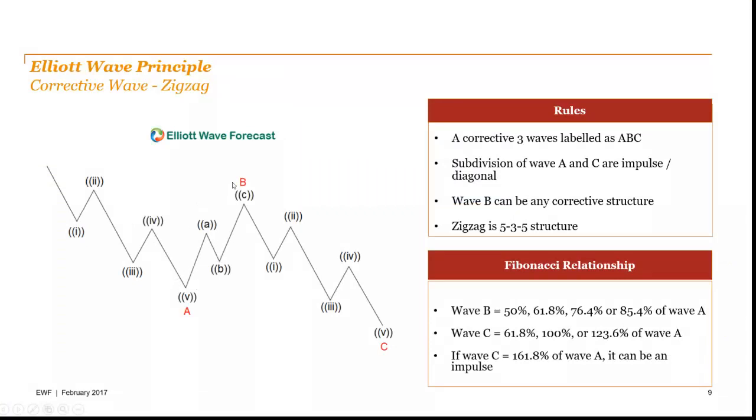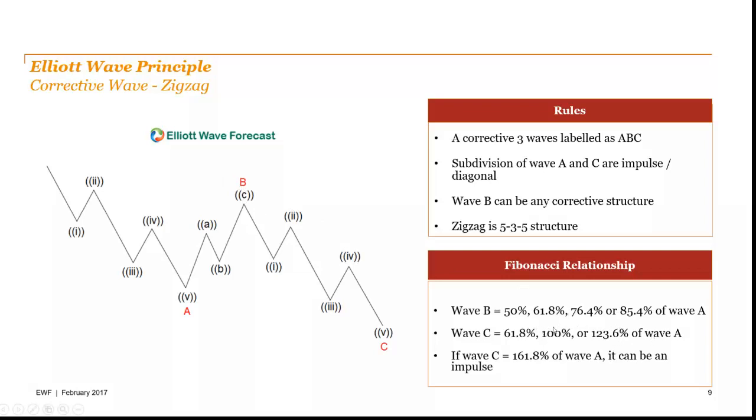Fibonacci relationship: B cannot be more than the beginning of wave A. Usually it's 50%, 61.8%, 76.4% of wave A. With C, usually, and this is the most typical, 80 to 90% of the time it is 100% to 123.6% of wave A. So with C, usually it is around 100% to 123.6% of wave A.